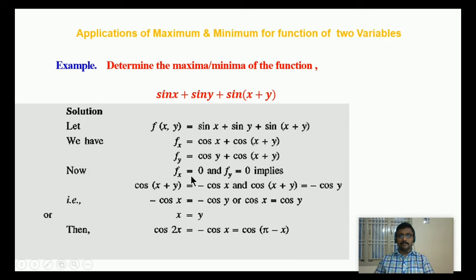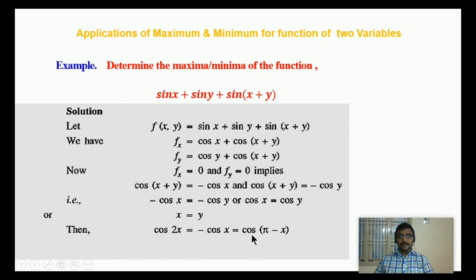Now for maxima or minima, fx and fy are equated to 0. And solving, we will get cos of (x plus y) is negative cos x, cos of (x plus y) is negative cos y. Now equating these two equations, we will have negative cos x is negative cos y. Clearly the negatives get cancelled, cos x is cos y, applying cos inverse on both sides. So we will have x is y. Now putting x equal to y in one of the equations, we will have cos 2x is negative cos x. But negative cos x can be written as cos of (pi minus x). So cos 2x is cos of (pi minus x), because in the second quadrant cos is negative.